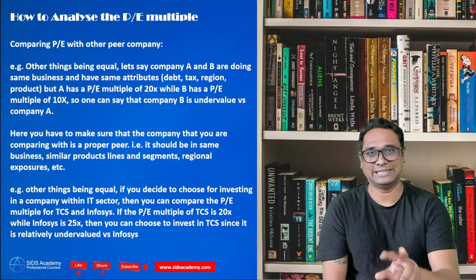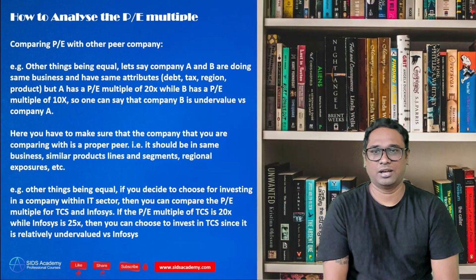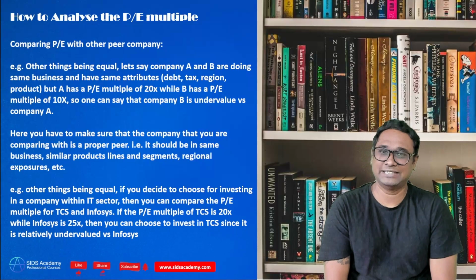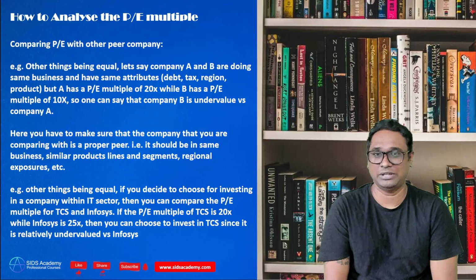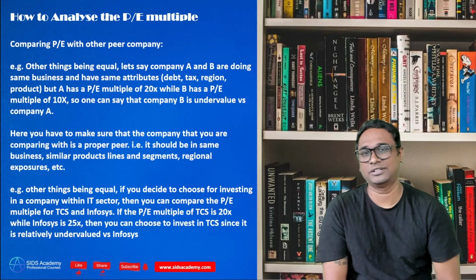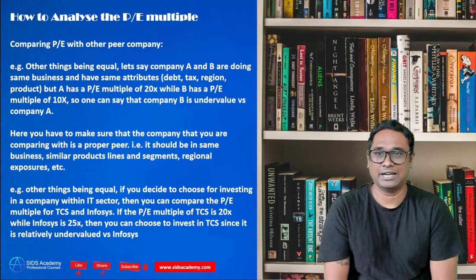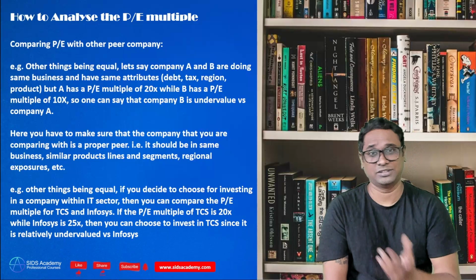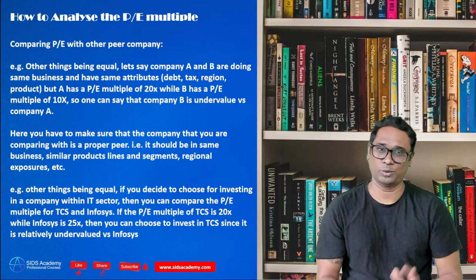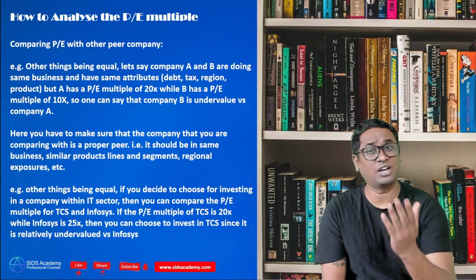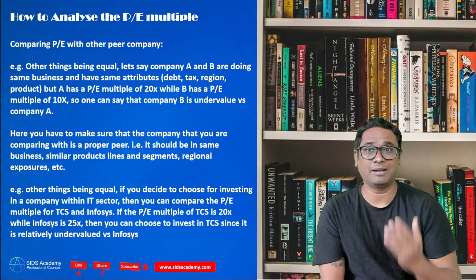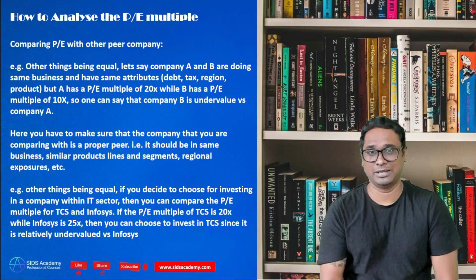Let's say you are deciding to invest in a company between TCS and Infosys. If the PE multiple of TCS is 20x while Infosys is 25x, then you can choose to invest in TCS since it is relatively undervalued versus Infosys. Okay, hope this is clear. This is how you analyze a PE multiple by comparing it with another company, that is, a peer company.